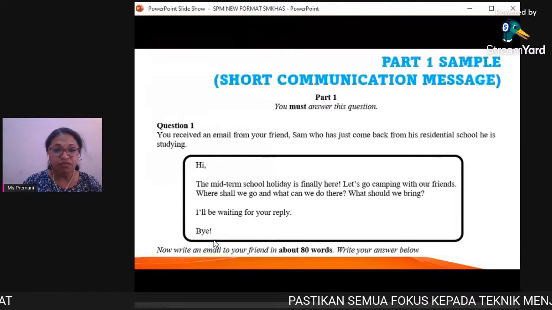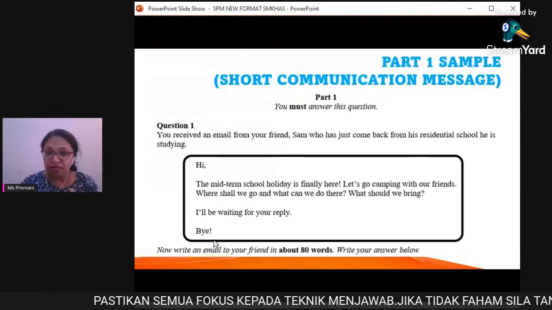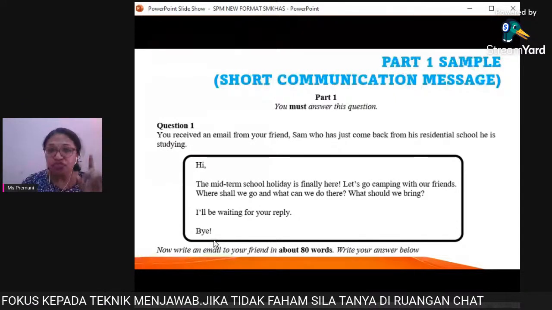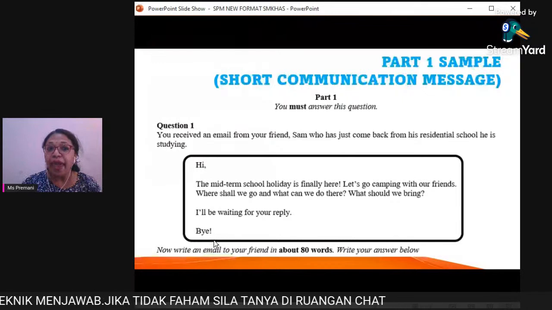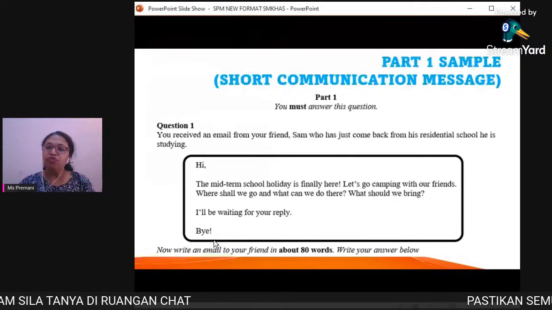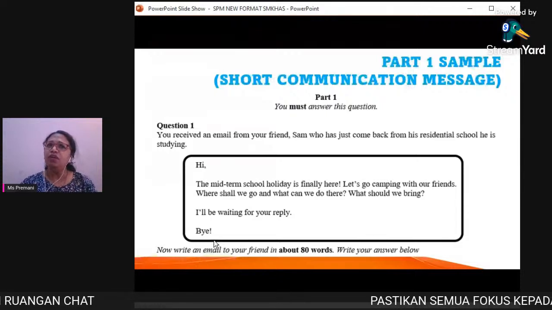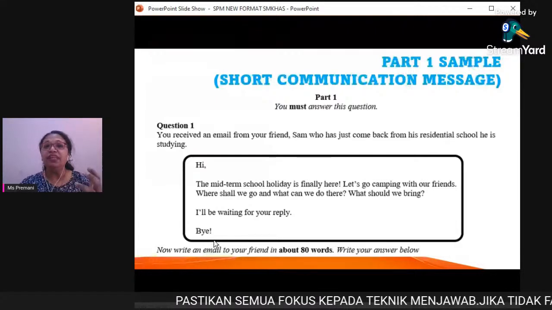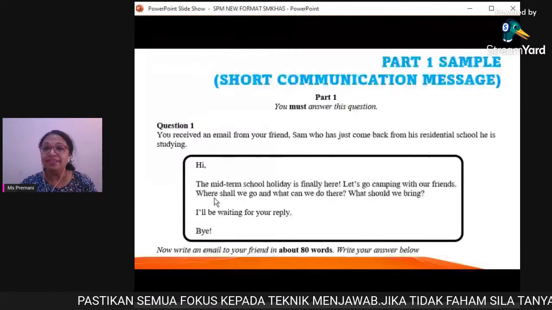So here the focus is they want to go camping. So underline it, with friends. Okay, that is the point. In your short message here, you must put where to go, the place. Then what to do. You can ask the teacher, want to give two activities or three activities. Always don't give one, give two. If you give three, there is a tendency for you to make errors and say unwanted, unimportant things.